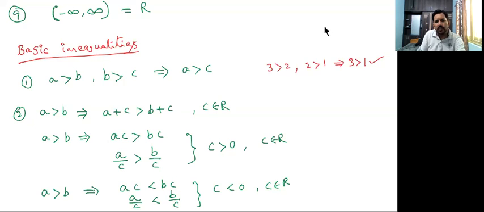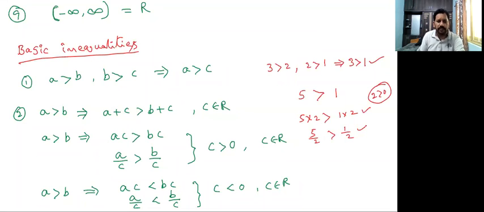Suppose 5 is greater than 1. If you multiply with 2, 5 into 2 is greater than 1 into 2, or 5 divided by 2 is greater than 1 by 2. These are true or not? Here 2 is always greater than 0, a positive value. If you take a negative, it is going to change the symbol: greater than is going to change to less than.